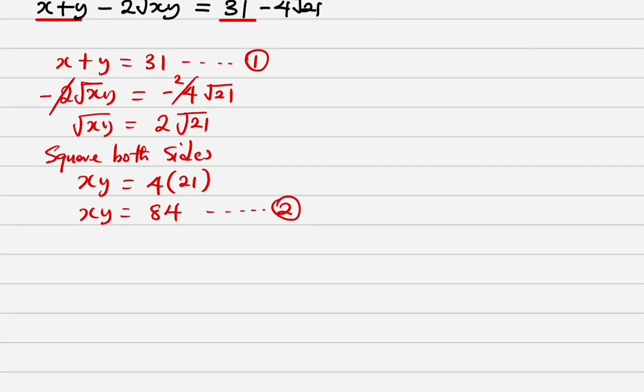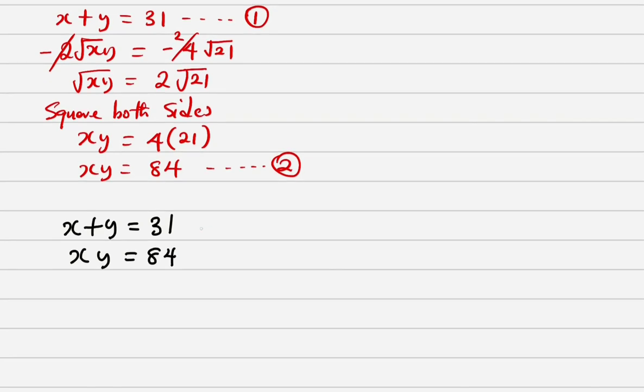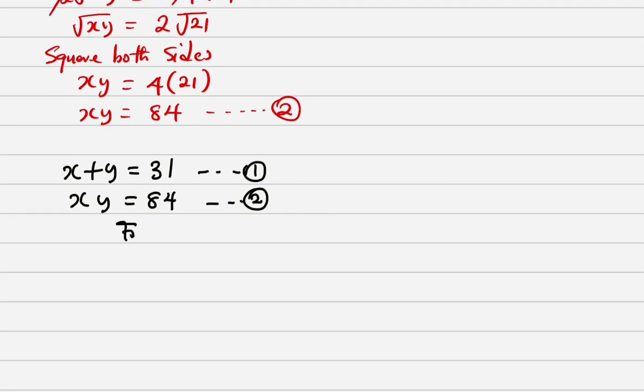Going further, this is what we are going to have. x plus y is equal to 31. Then xy is equal to 84. Now, this is equation 1. This is equation 2.